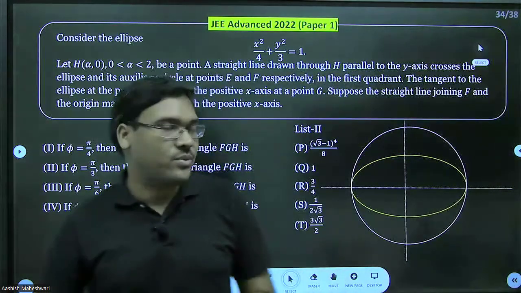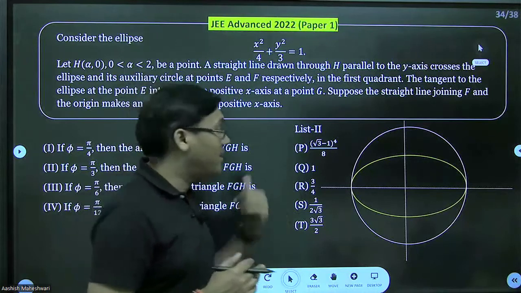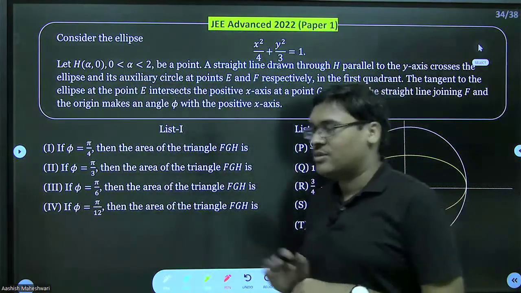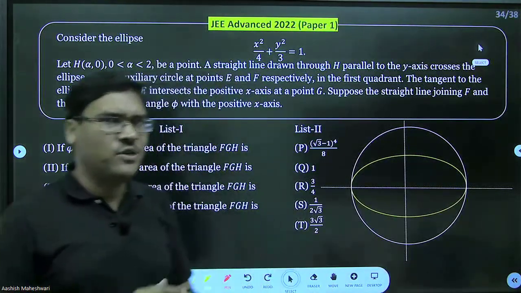Hello everyone. So here we have a question from coordinate geometry, that is on ellipse. So let's start solving this question. This is a pretty simple question.